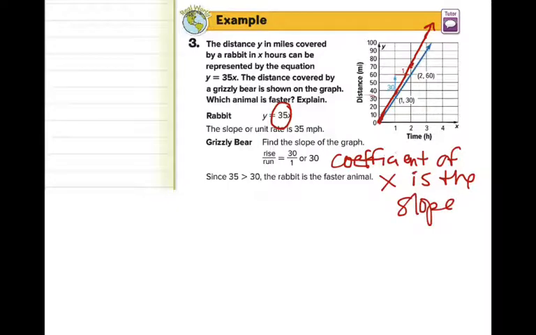Okay, so that number, the coefficient of the x, tells you how steep or flat your line will go. If I compare, the grizzly bear is 30 over 1, the rabbit is 35 over 1. For every 1 hour, 35 miles. 35 is larger than 30, so it's faster. 35 miles per hour is faster than 30 miles per hour. So either way, you could have determined which is faster.